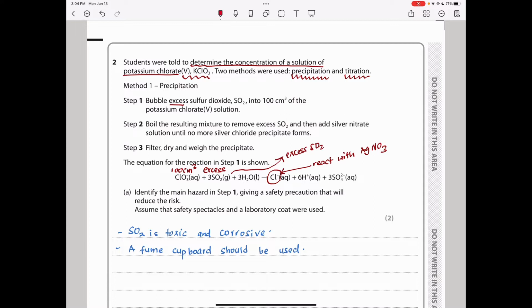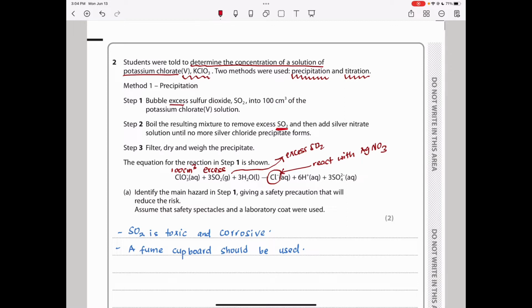Question 2, the students were asked to determine the concentration of a solution of potassium chloride. 2 methods were used, precipitation and titration. So the first one we see, they say bubble excess sulfur dioxide into 100 centimeters cubed of potassium chloride solution. Then you boil the resulting mixture to remove the excess SO2. Now you have to know this SO2 is actually toxic, so when you're carrying out this experiment, you have to use a fume cupboard. And then add silver nitrate solution until no more silver chloride precipitate forms.